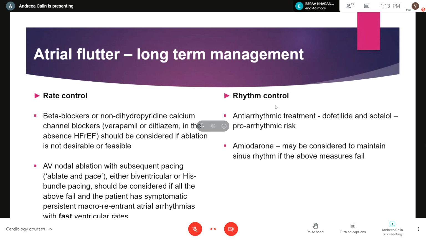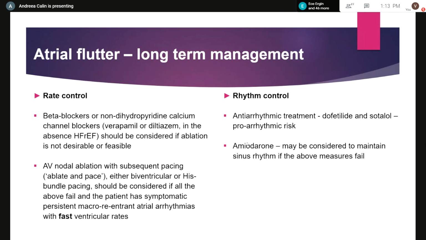About rhythm control, antiarrhythmic treatment has a pro-arrhythmic risk and is not recommended in this patient. And in some patients, amiodarone may be considered to maintain sinus rhythm if all the above measures fail, if the patient doesn't want to be ablated.